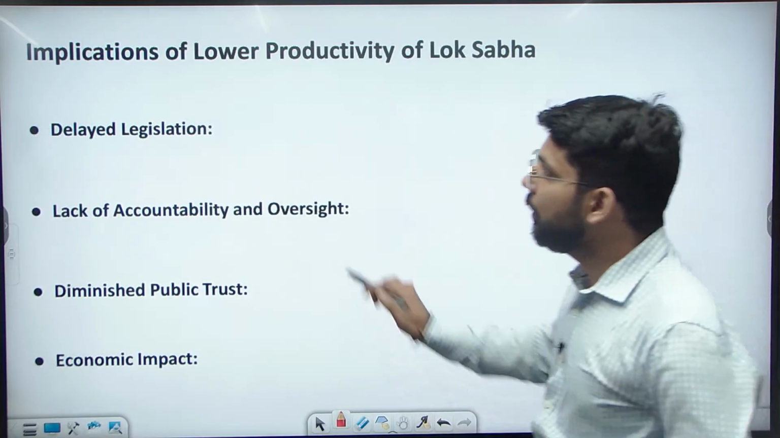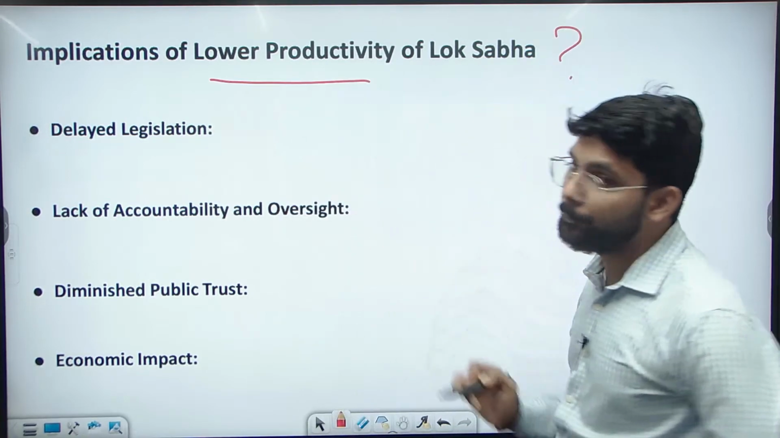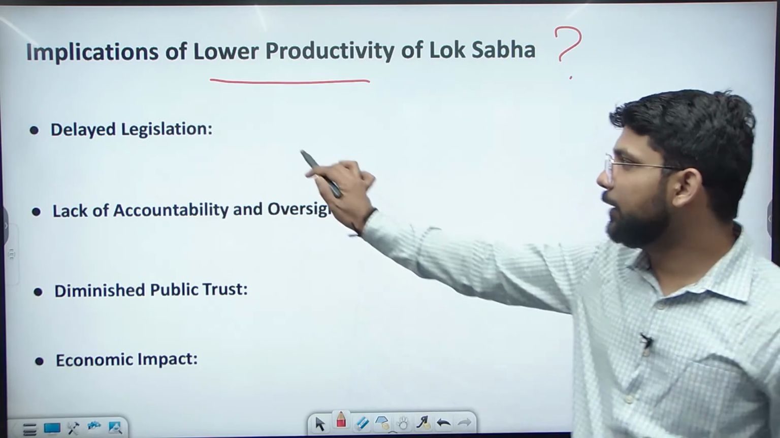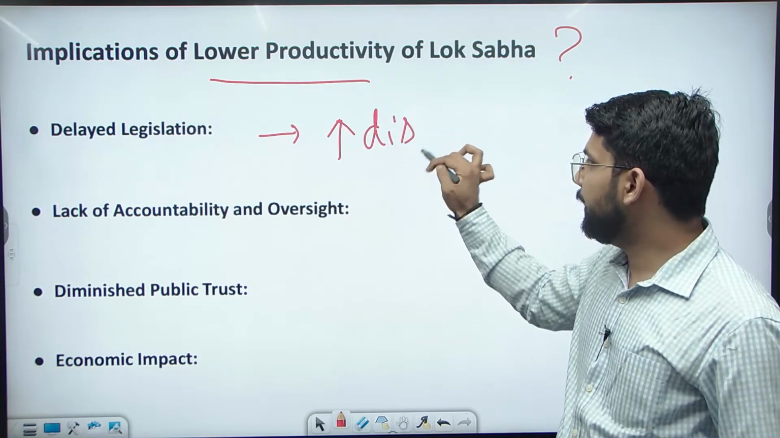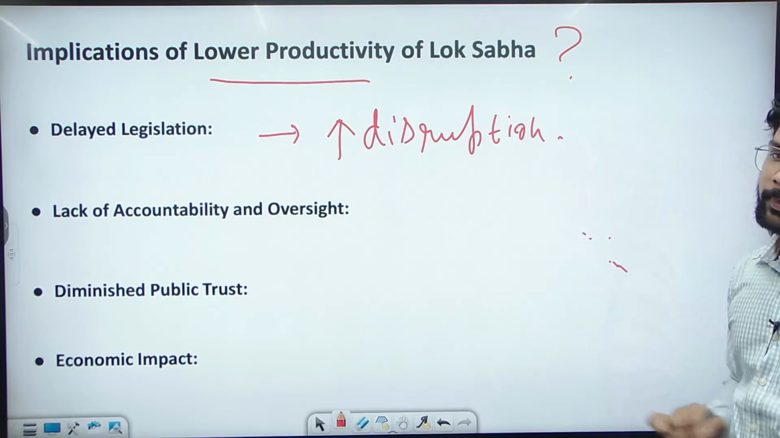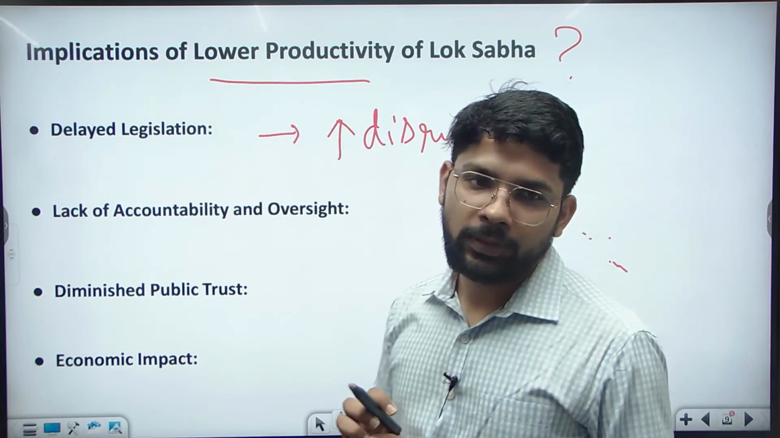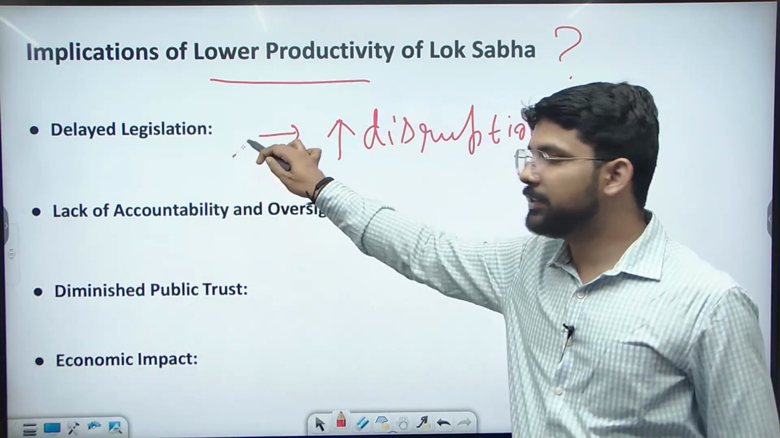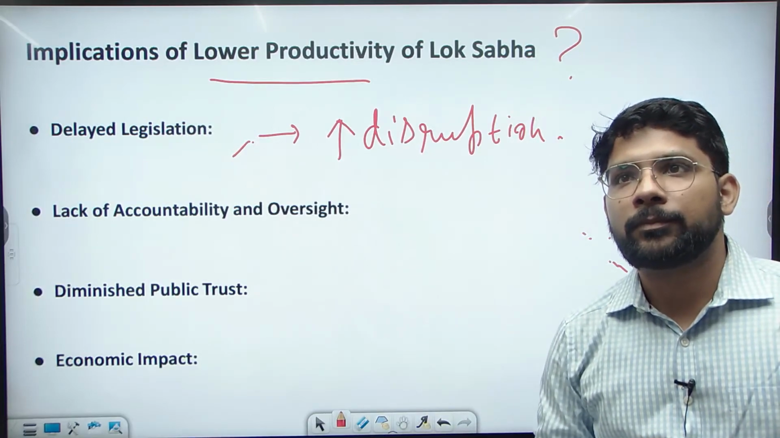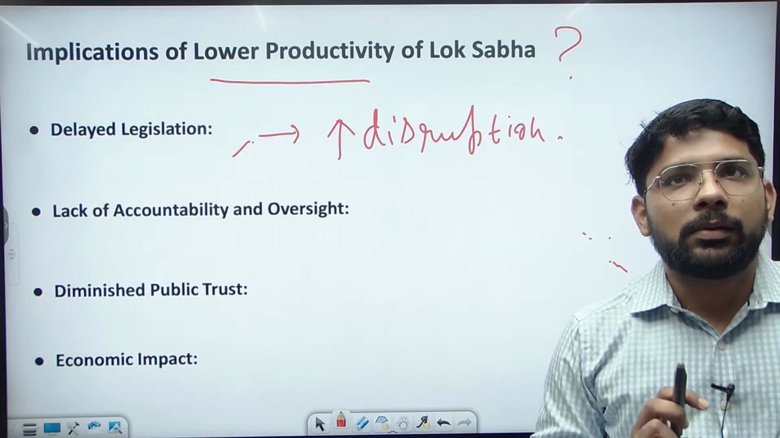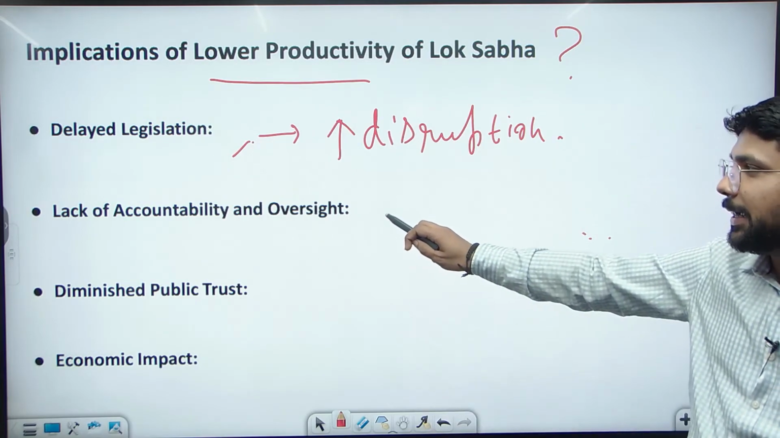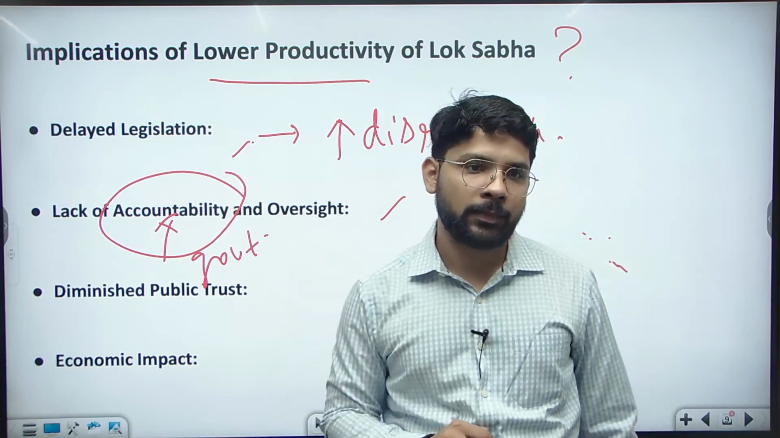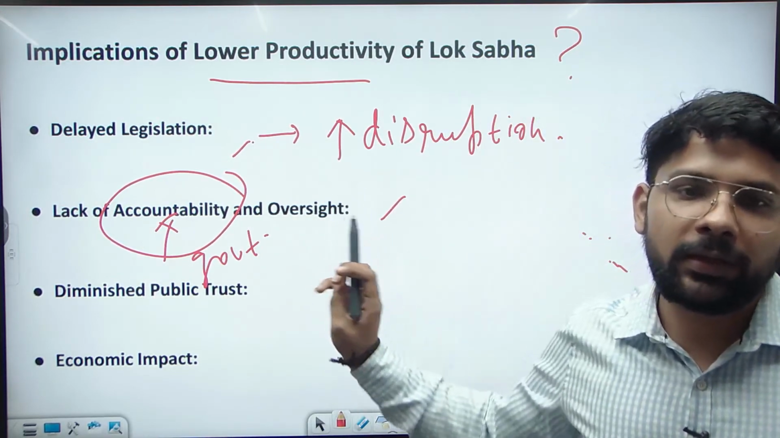Next is the implication. What can be the implication on a country like India? Delayed legislation. If there is an increase in the continuous disruption in the parliament, there will be delayed legislation. जो बिल लास्ट सेशन में पास होना था वो नेक्स्ट में भी पास नहीं हो पा रहा. दैट इज ड्यू टू द डिलेड लेजिस्लेशन. Lack of accountability and oversight. This is the accountability of the government. If you are in the ruling party, it's your accountability for running the parliament smoothly.